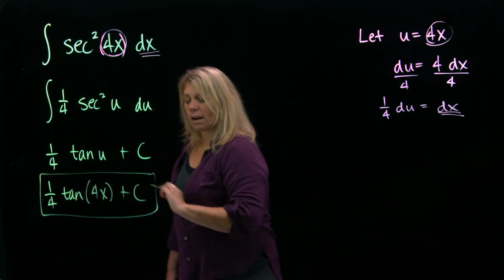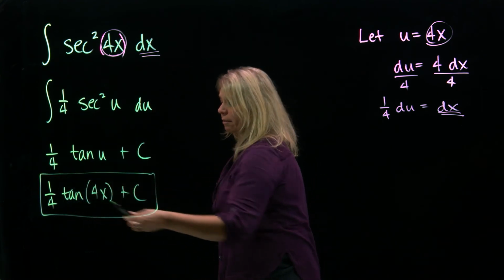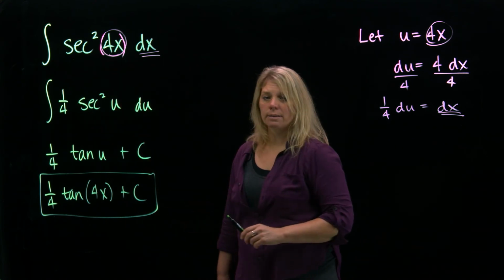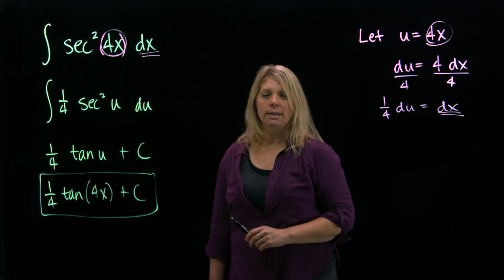Right, and we could verify that that's the correct answer by taking the derivative of 1/4 tangent of 4x, and you should get secant squared of 4x. All right, we'll look at some more examples in the next couple videos.